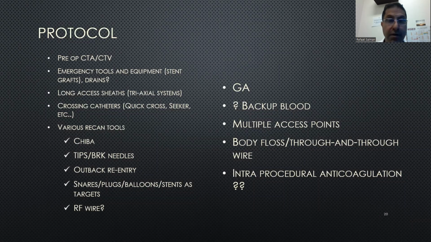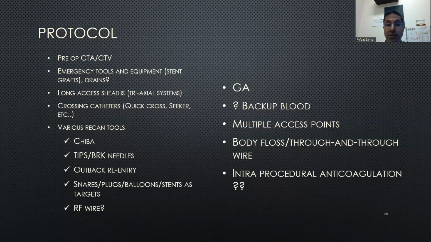Crossing catheters are sometimes mandatory, even 018 crossing catheters like Quick-Cross. Shiva needle, TIPS needles, OUTBACK device, snares, plugs, and balloons are required, as well as stents, as I mentioned, as a target, or a snare as a target. RF wire, we're not using it. I'm not familiar with it. I'm not going to talk about it.